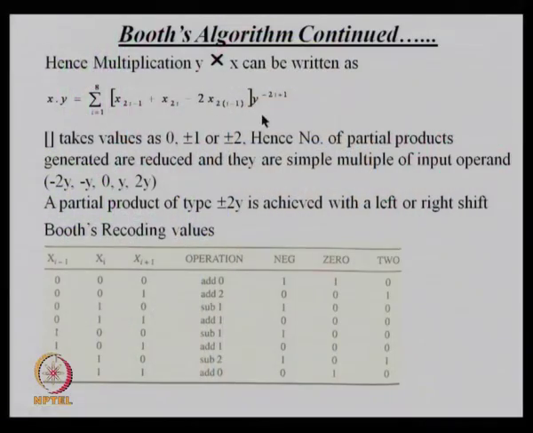Continuing with our Booth's multiplier operation, it takes values of 0, plus or minus 1, plus or minus 2, as we just now said. And the number of partial products generated is reduced, and they are simple multiples of the input operand: minus 2y, minus y, 0, y, 2y, if y is the multiplier and x is the multiplicand. Please remember, this is a table which I do not want to discuss right now; I am coming back to this table again.